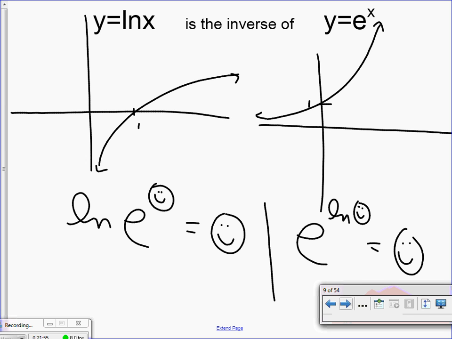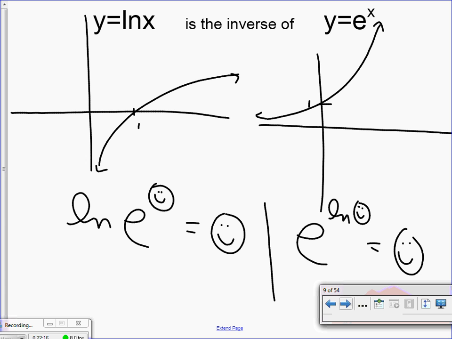And because they're inverse functions, whatever one does, the other undoes. So whenever you have the composition of the two, you get out what you put in. Whenever you see the ln of e to the something, you get the something. When you have e to the ln of something, you get the something. As long as they're together, what one does, the other undoes.